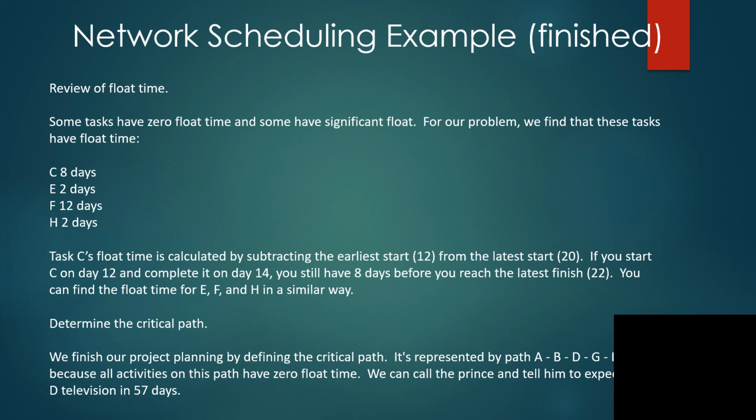and you can find what the float is by using the latest finish and the earliest finish, or the latest start and the earliest start. And again, at the bottom, you can see the critical path. It's the longest path, represented by A, B, D, G, I, J, K.